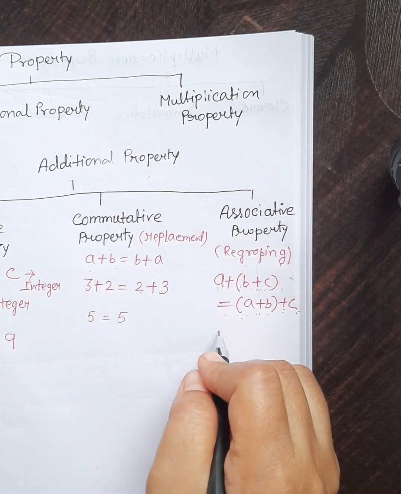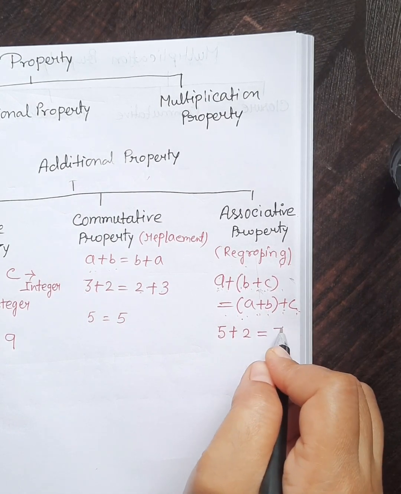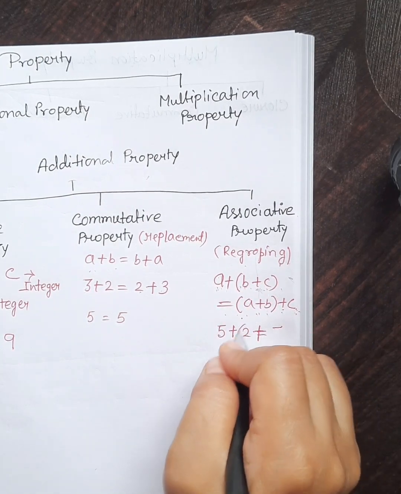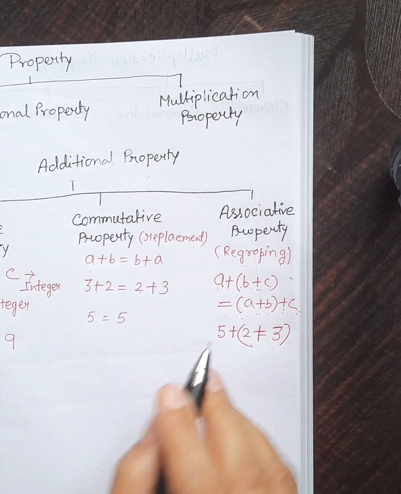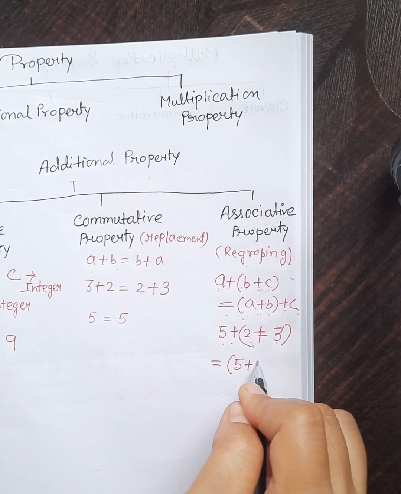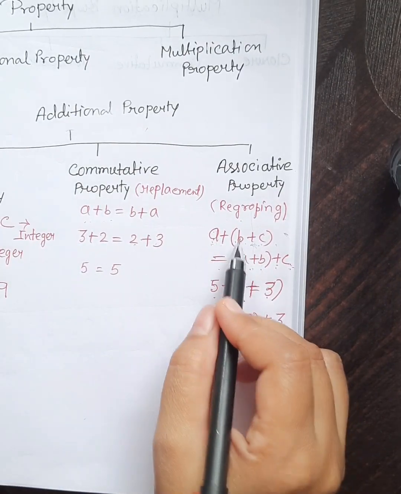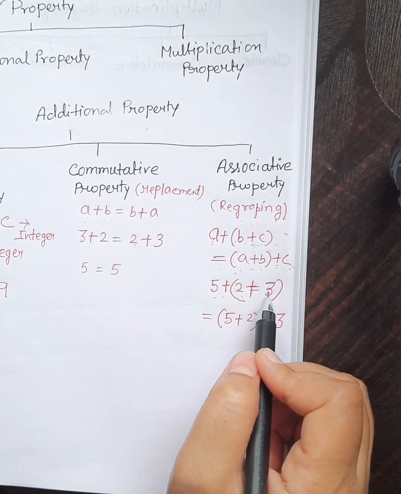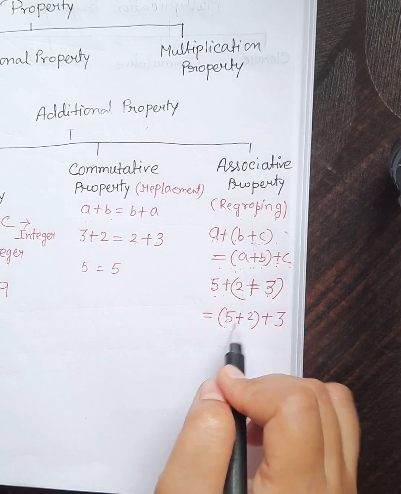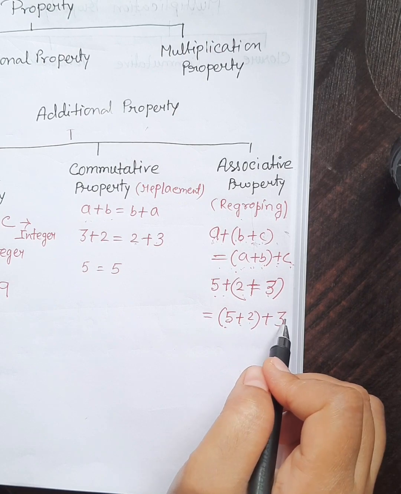For example, 5 plus 2 plus another integer, we can take 3. Okay, 5 plus (2 plus 3) equals, you can write (5 plus 2) plus 3. Here 5 means A, 2 means B, and here 3 means C. So what is the associative property? A plus B, that means in a bracket we can take 5 plus 2, plus 3.